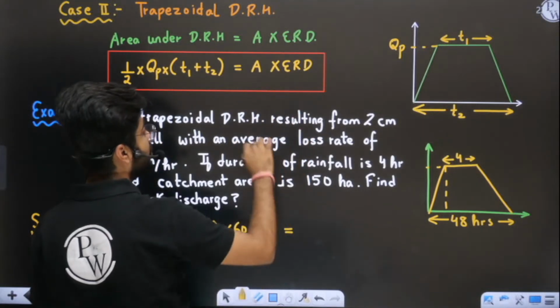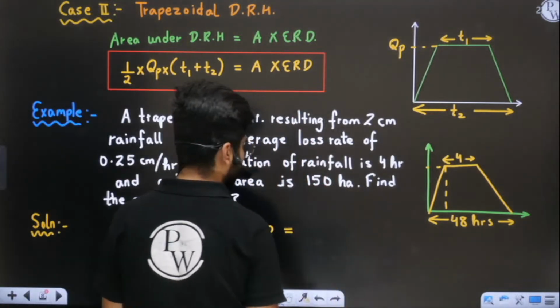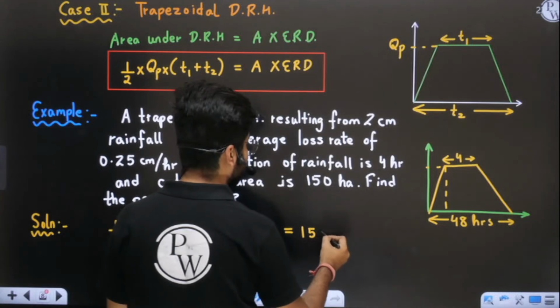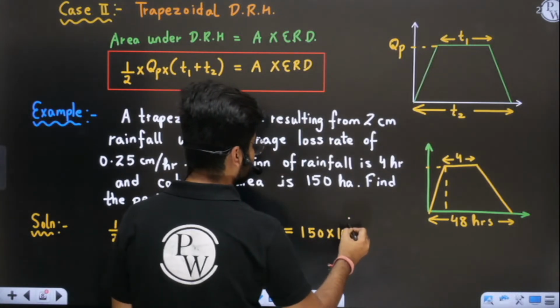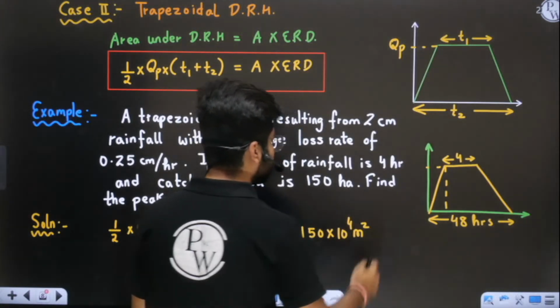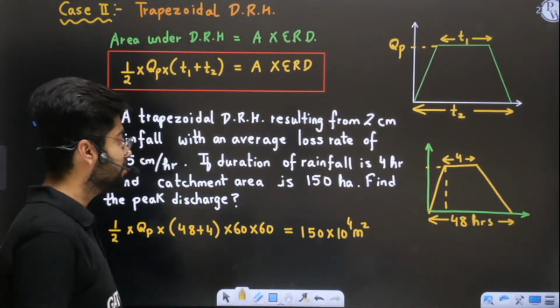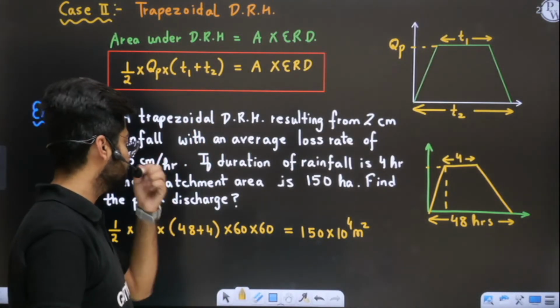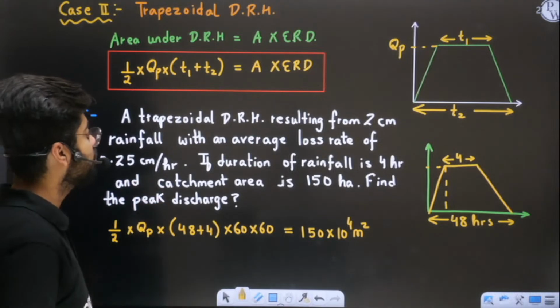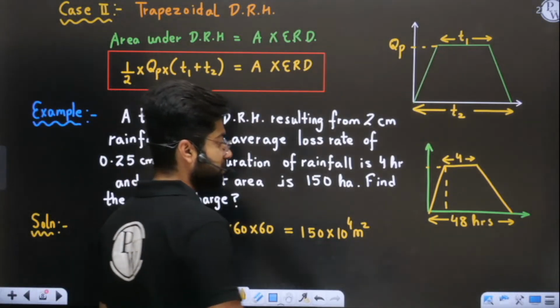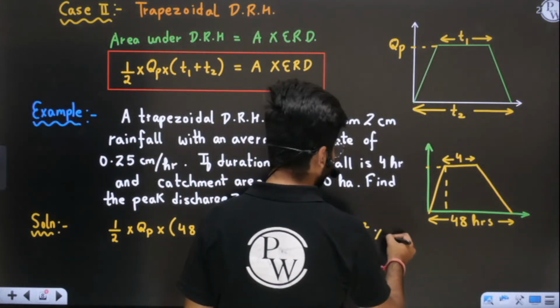Tell me, catchment area is how much? Sir, 150 hectares, so I will write 150. Hectare means 10,000 meter square. You all know that 1 hectare is 10 power 4 meter square, so I have written this only. Now at last we have to put the value of effective rainfall depth.